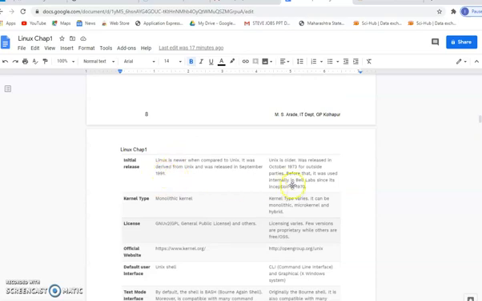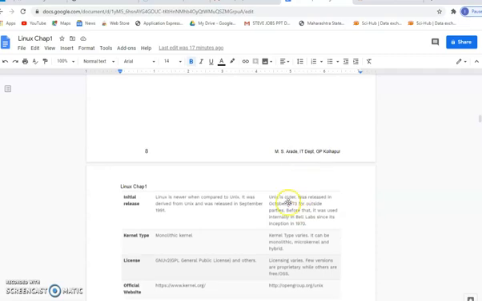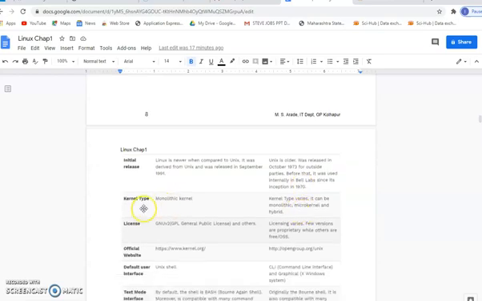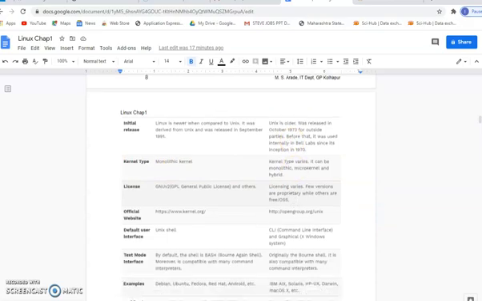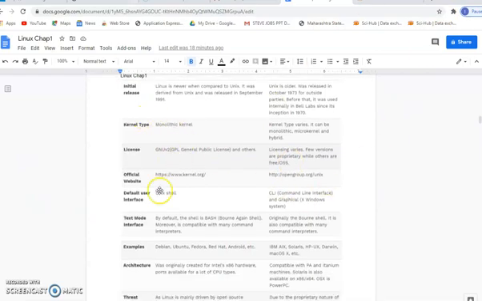Then initial release: Linux in 1991, and Unix around 1971 to 73, so the 1970s. Then kernel type: Linux has a monolithic kernel, as we have just seen. In the case of Unix, it varies. Previously it was monolithic, then it changed to microkernel, and then hybrid. Then licenses: GPL, that is the GNU license, version 2. For Unix, the license varies, as it was actually proprietary, so the licenses are different.